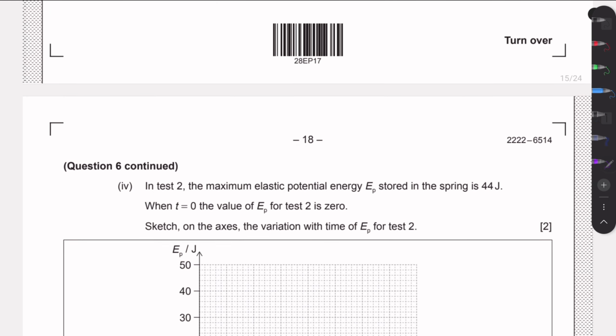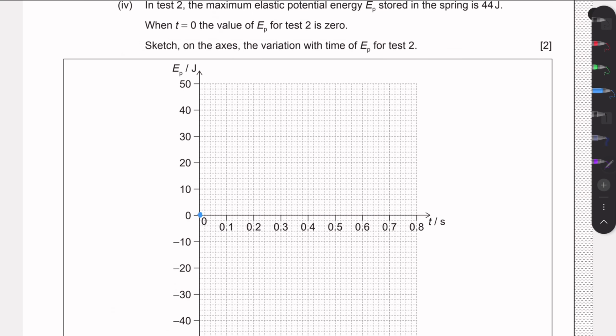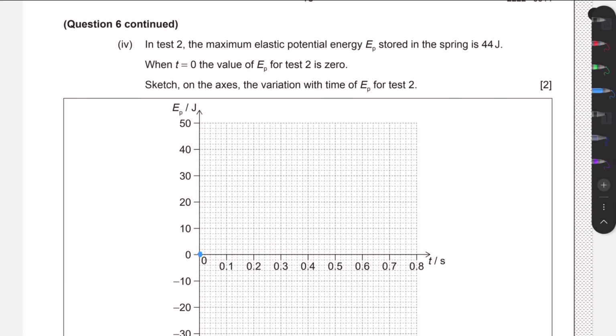This is not damped or anything, so the oscillation must have constant energy of 44 joules. So that should be around over here. This is approximately 44 joules. So if we would draw both the kinetic and the potential energy graphs, at every time interval, they would add up to 44 joules. But now we only have to draw this E potential.